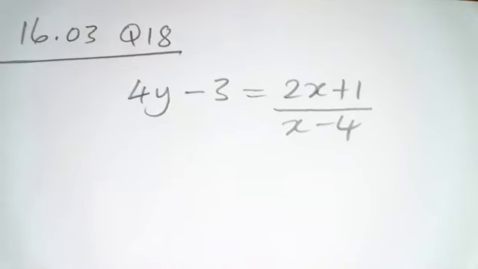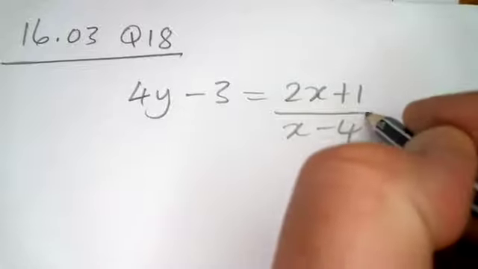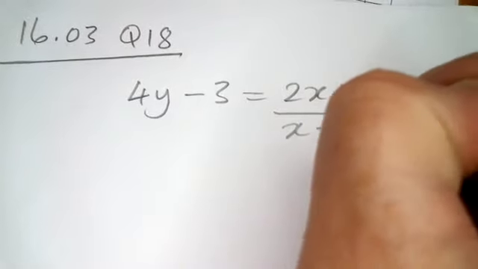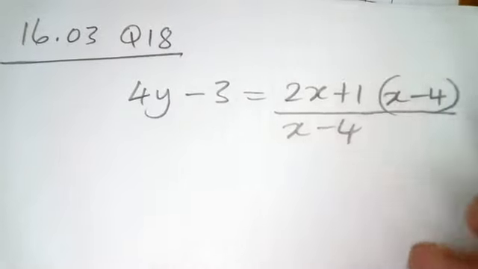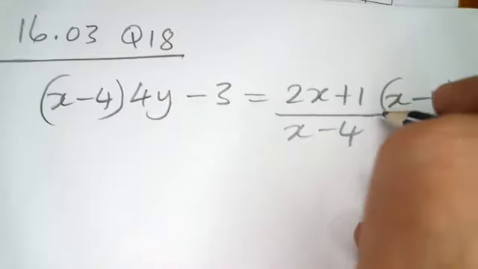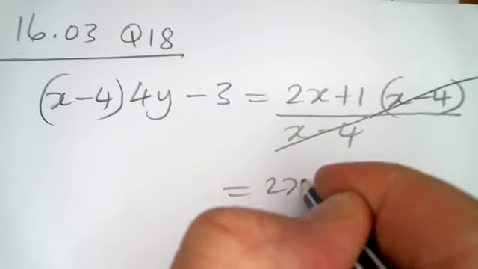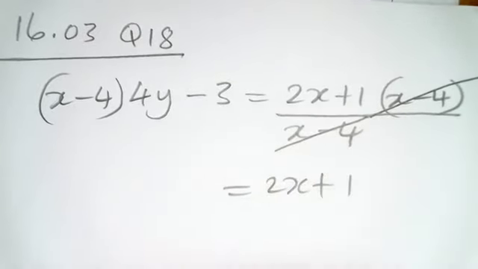So first of all, we want to make x the subject, and we're going to start by getting rid of the denominator. So I'm going to extend the vinculum out here. I'm going to multiply both sides by x minus 4. Here we go, and of course, x minus 4 divided by x minus 4 is 1, leaving me with 2x plus 1 on the right.